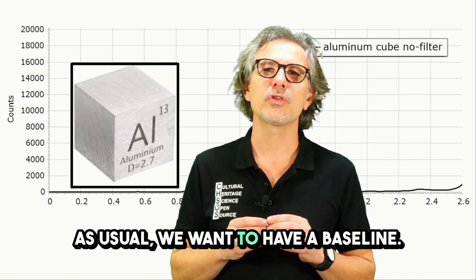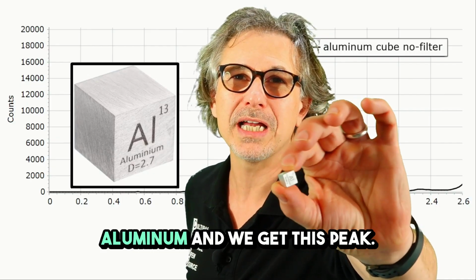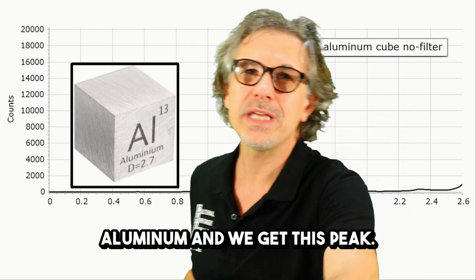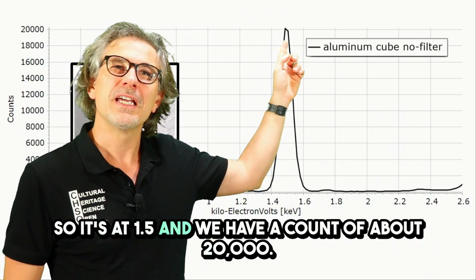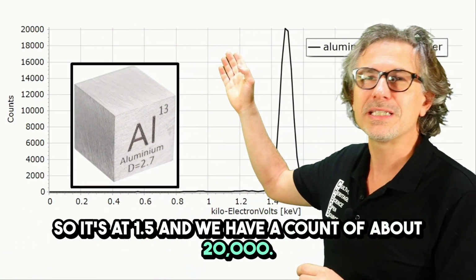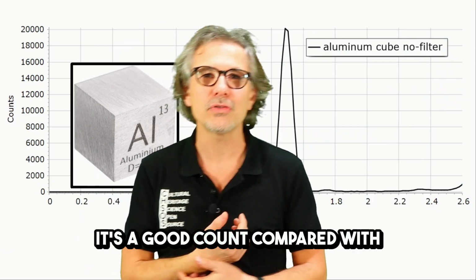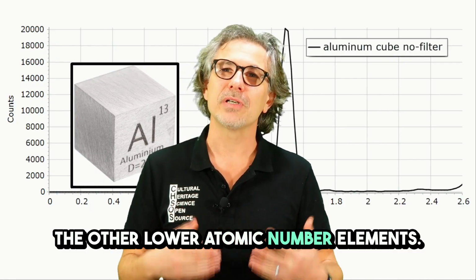As usual, we want to have a baseline, so we tested a cube of pure aluminum, and we get this peak at 1.5, and we have a count of about 20,000. It's a good count compared with the other lower atomic number elements.